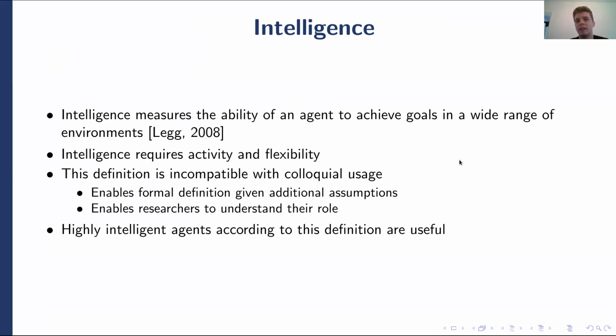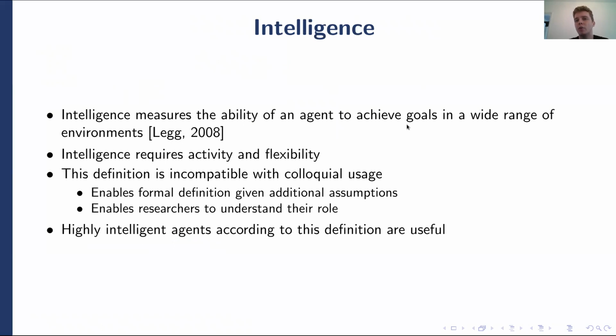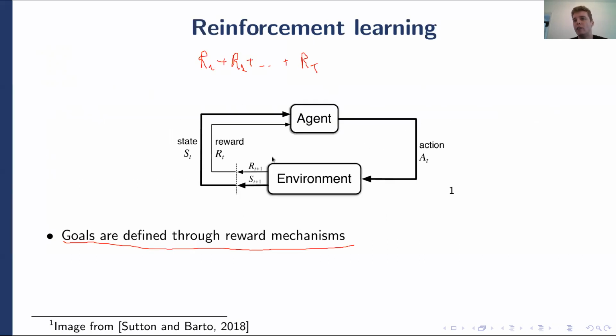So let's look again at this definition. Intelligence measures the ability of an agent to achieve goals in a wide range of environments. So we could reformulate. We could also say that a reinforcement learning agent is intelligent if it's able to maximize rewards in a wide range of environments. So if the agent is highly flexible, no matter what environment it's presented with, it's able to maximize rewards and as such achieve goals, then the agent should be considered highly intelligent.